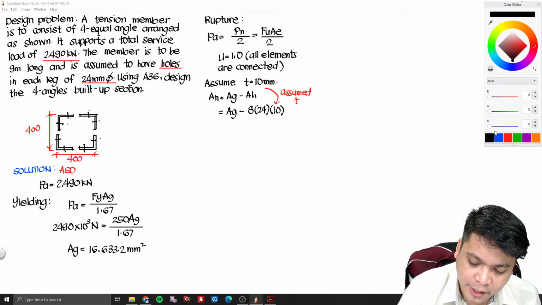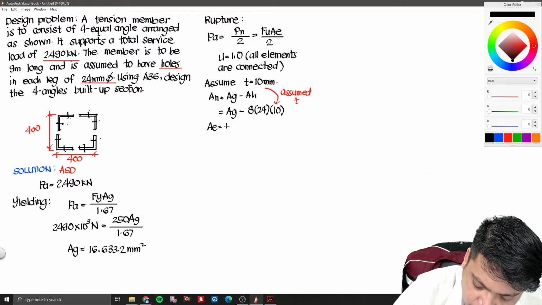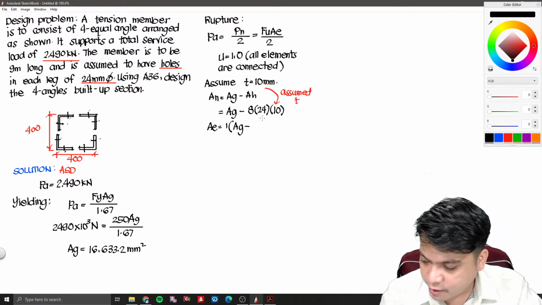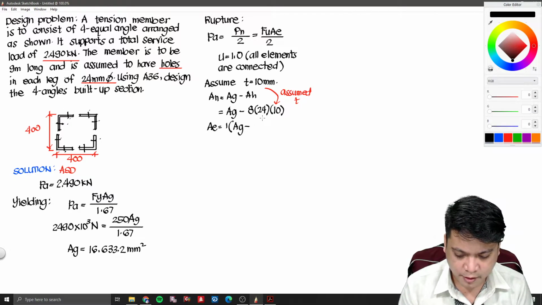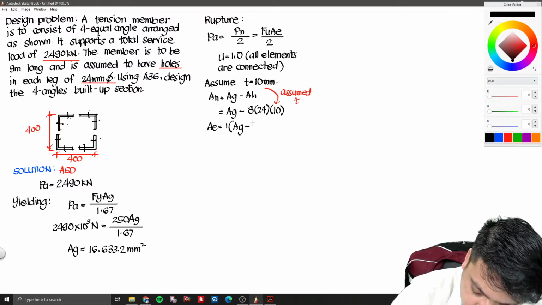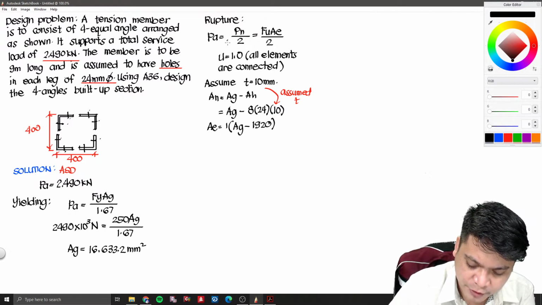Area net, ano? Okay, now, to have it for the AE, so 1 multiplied by AG minus what is 8 times 24 times 10. Okay, so 19,20. Okay? So, ngayon, pupunta na ako dun sa PA.